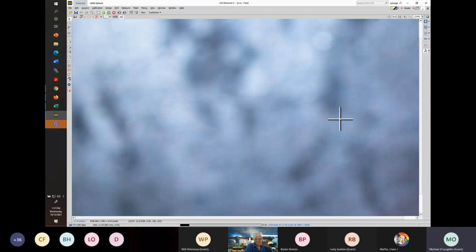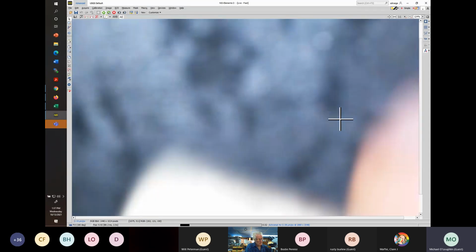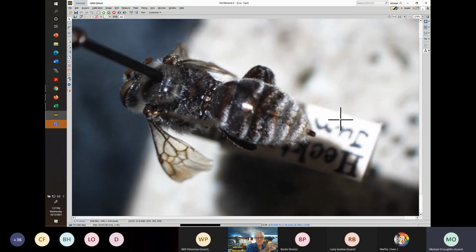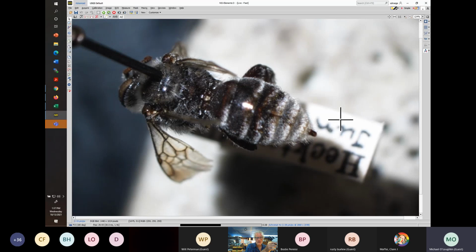Oh. All right. Anyway, you will be tricked by that group. Here is a species that it would be lovely if you were tricked. This is Epeoloides pilosula, and it is extremely rare right now. It is a nest parasite of Macropis.